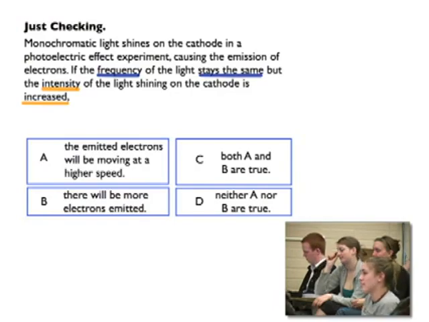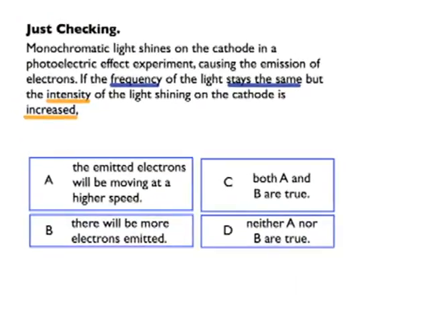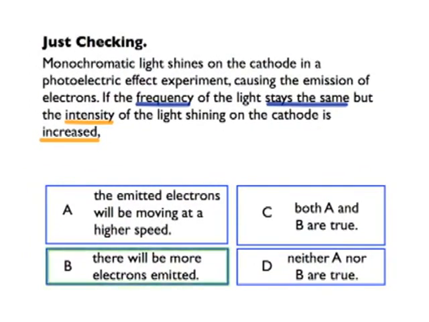Electrons per second or something like that. Density, like photons. All right, let's take a vote on this one. What do we have? There'll be more electrons emitted. The frequency is the same. So each individual photon is going to eject an electron at the same speed, but I have more intensity, more photons, more electrons. So the answer is B. There are more electrons emitted.